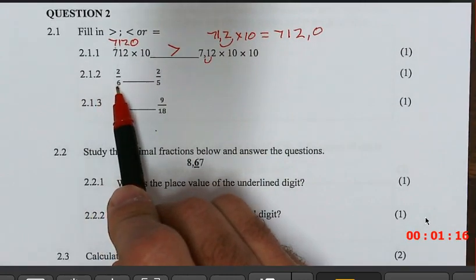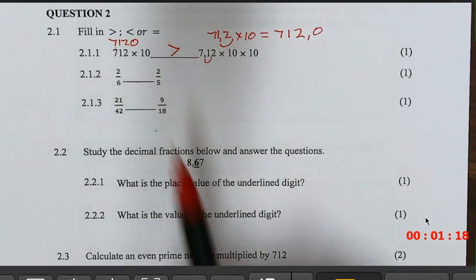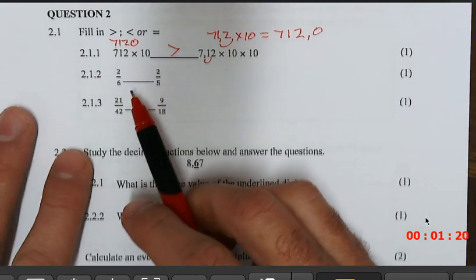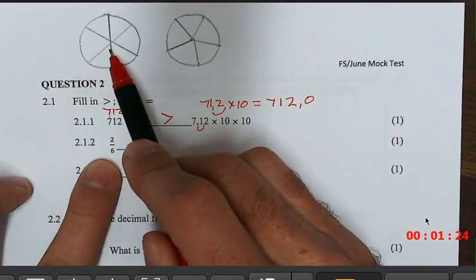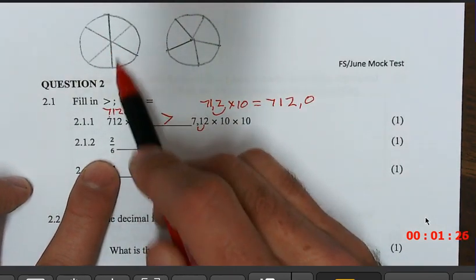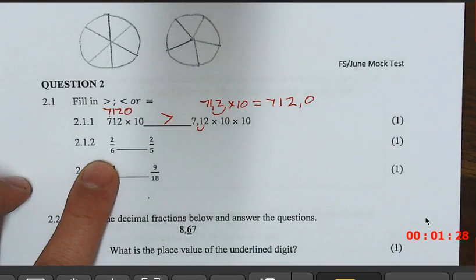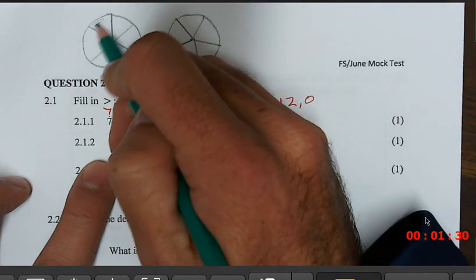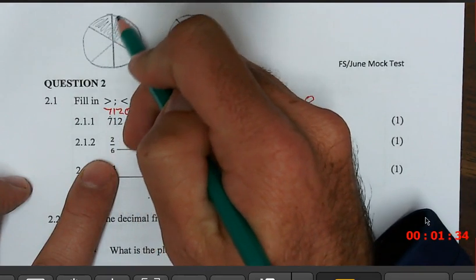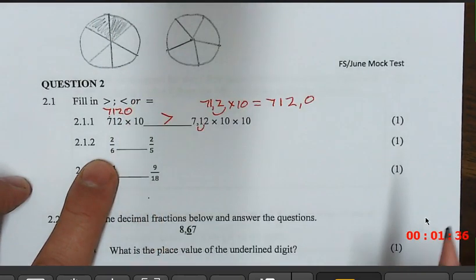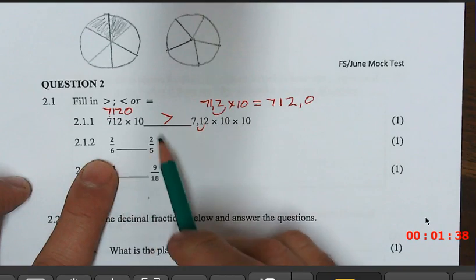2.1.2, I'm going to show you two different ways here. Now first of all, we can use diagrams to compare the two. I drew a circle here that's divided into 6 pieces. And it's 2 6ths. Please do not color as your teacher. I know you can color in better than that.